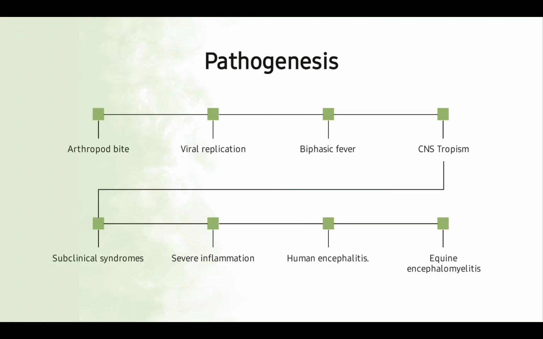Let's trace the pathogenesis. Following the arthropod bite, the virus undergoes initial replication locally, leading to viremia and biphasic fever. However, the defining trait is its strict central nervous system tropism. Once it crosses the blood-brain barrier, it causes massive neuroinflammation, severe neuronal necrosis, and apoptosis, resulting in catastrophic encephalomyelitis.